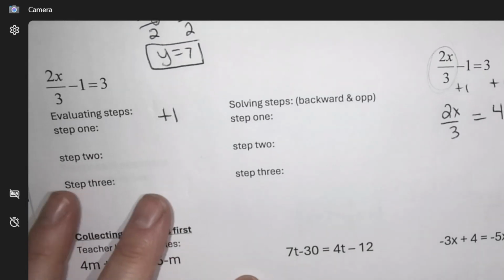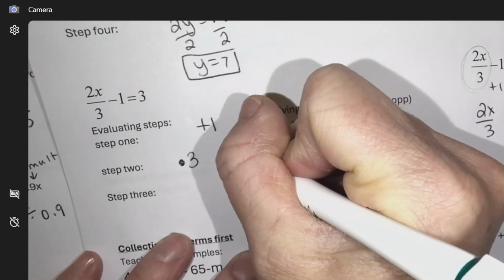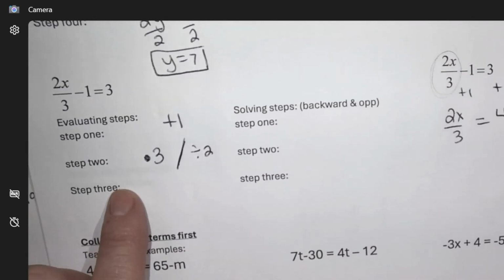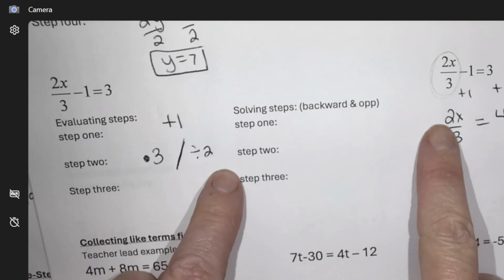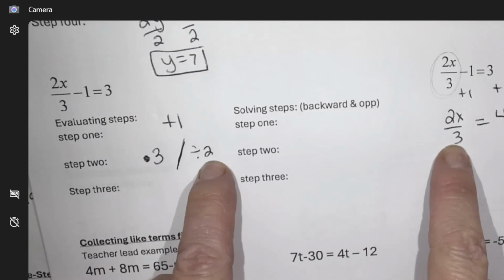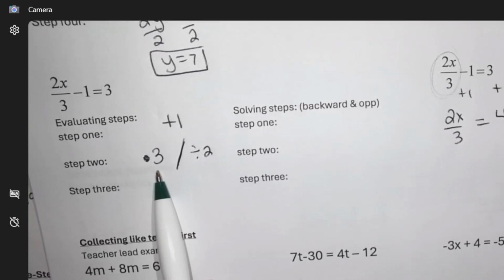Okay, I'm going to give you options here. There's going to have to be these 2 things that happen. There's going to have to be a times by 3 and divide by 2. You always times by 3 because the variable, the number with the variable, you always want last.